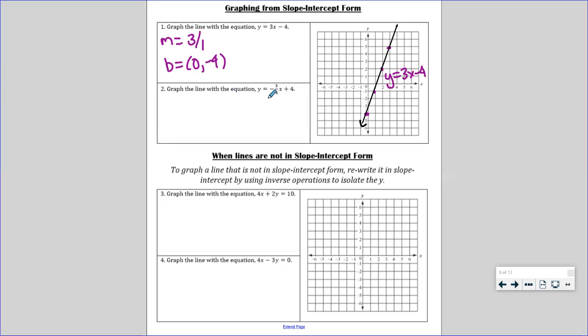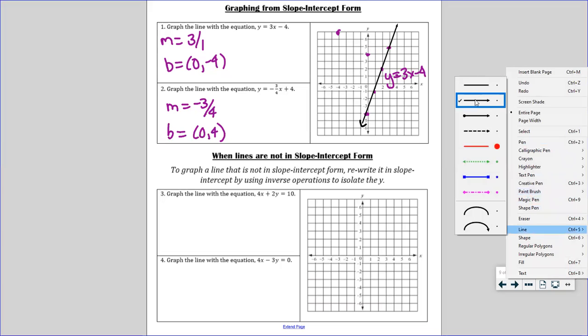All right, so graph the line with the equation y equals negative 3 over 4x plus 4. So our m is negative 3 over 4, and our b is 0, 4. So I'm going to plot that point, 0, 4, and then I'm going 3 down, 1, 2, 3, and then 4 to the right, 1, 2, 3, 4. I can't go any further, can I? No. So then I go the opposite of negative 3 and 4, positive 3 and negative 4. So it's 3 up, 1, 2, 3, and then 4 to the left, which is negative 1, 2, 3, 4.